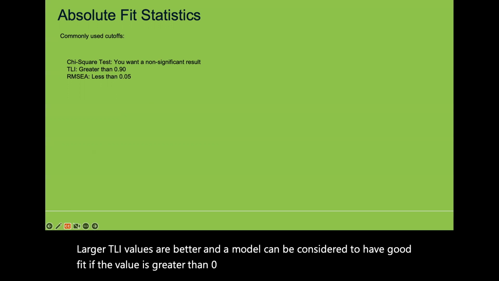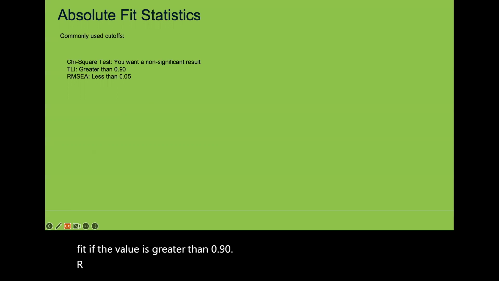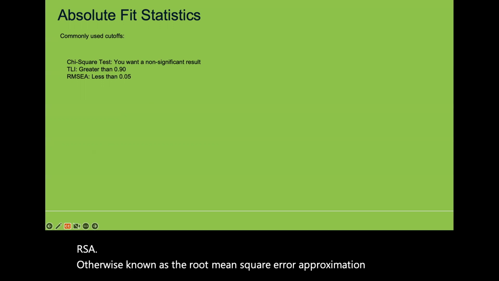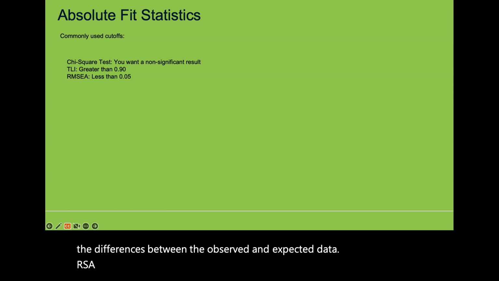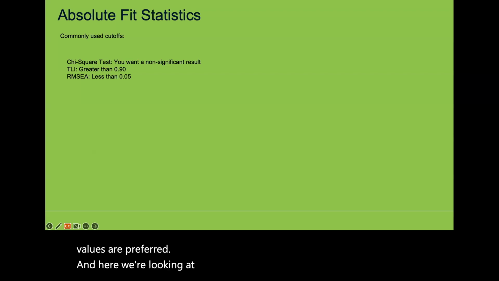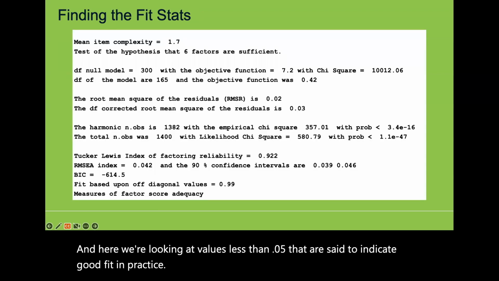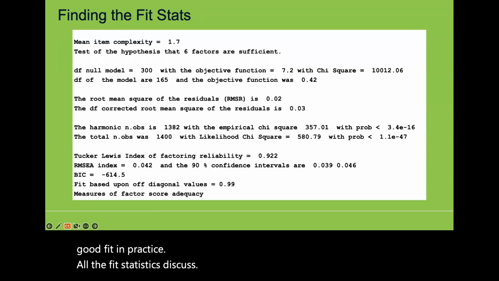than 0.90. RMSEA, otherwise known as the root mean square error approximation, quantifies the differences between the observed and expected data. RMSEA values are interpreted in the opposite direction as TLI values. Smaller values are preferred. And here we're looking at values less than 0.05 that are said to indicate good fit in practice. All the fit statistics discussed are displayed in your model output.